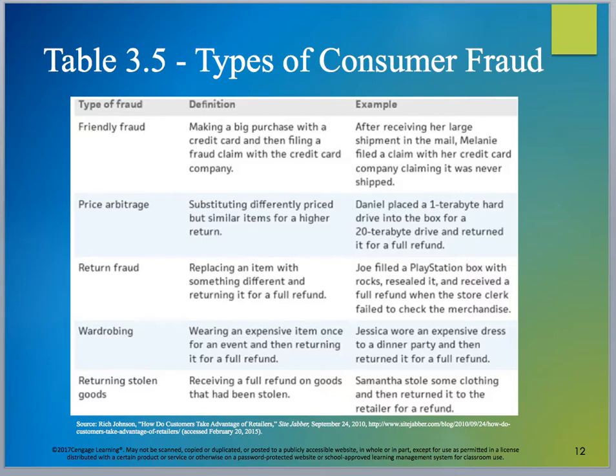Price arbitrage is substituting a different priced item, but a similar item, for a higher return. So, for instance, Daniel placed a 1 terabyte hard drive into the box for a 20 terabyte drive and returned it for a full refund, as though he had purchased the 20 terabyte drive.